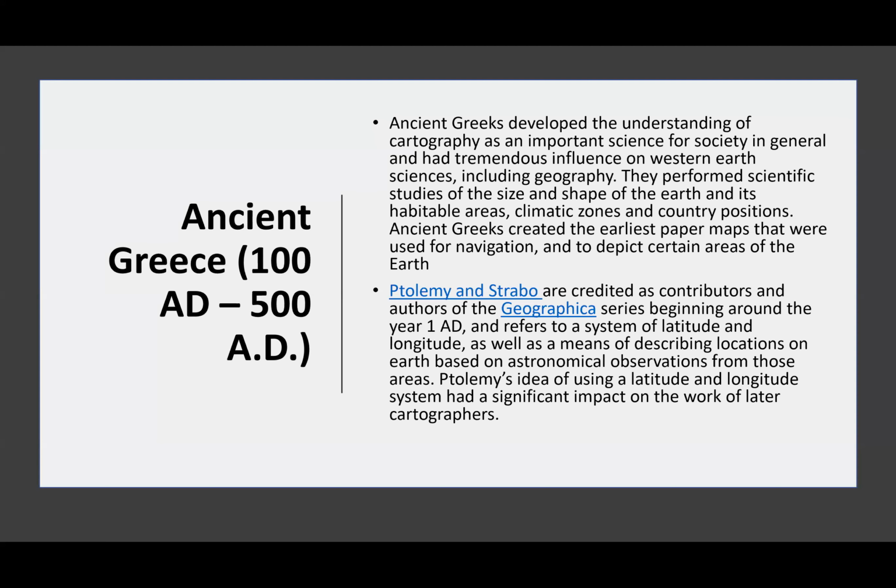No surprise, we're going to talk about the ancient Greeks. They really developed the understanding of cartography as an important science for society in general, and they had a tremendous influence on Western earth sciences, including geography. We'll talk more about some other civilizations as part of this as well. But Greeks performed scientific studies of the size and shape of the earth and its habitable areas, such as climatic zones and country positions. And the ancient Greeks created the earliest paper maps used for navigation.